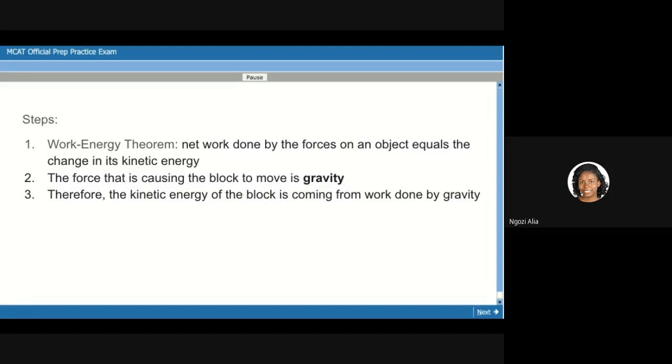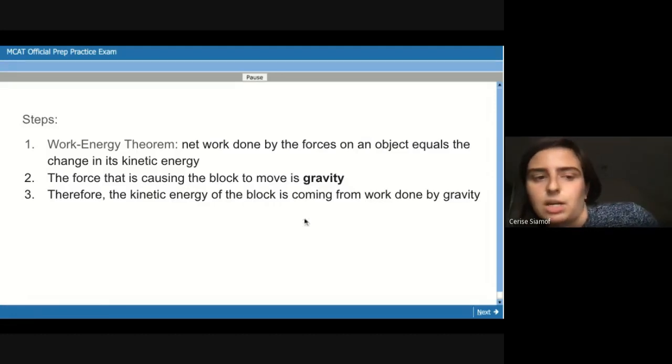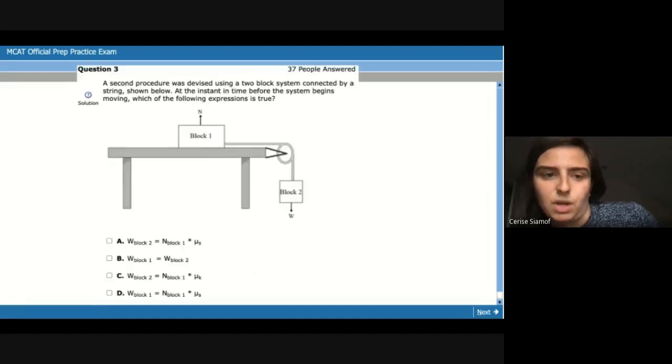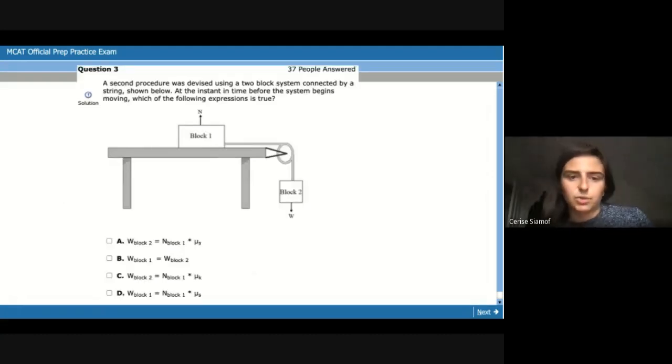Yes, thank you. So I think we can do the next one. Okay, so it says a second procedure was devised using a 2-block system connected by a string shown below at the instant in time before the system moves. Which of the following is true?